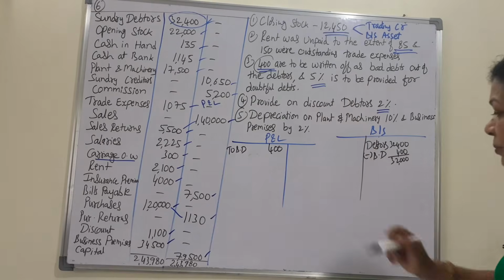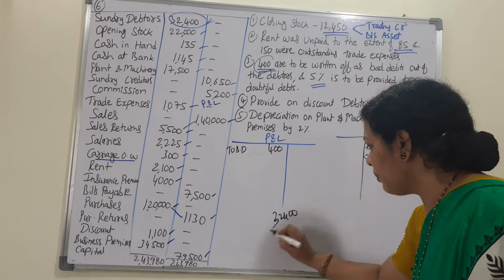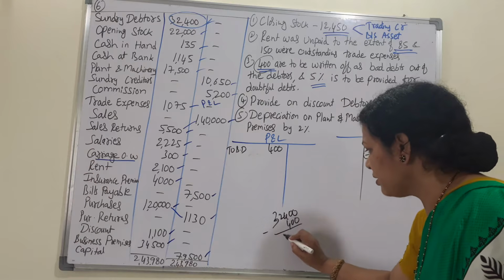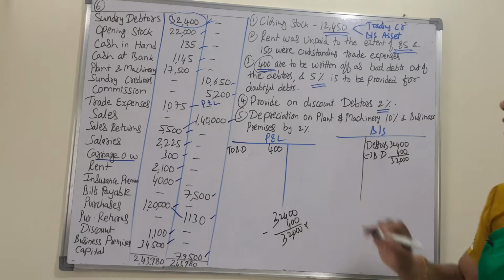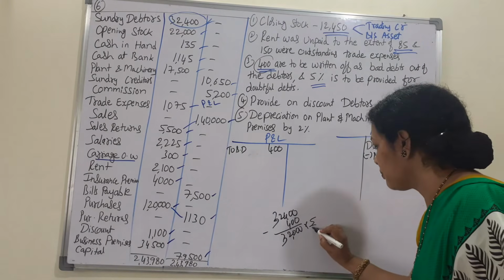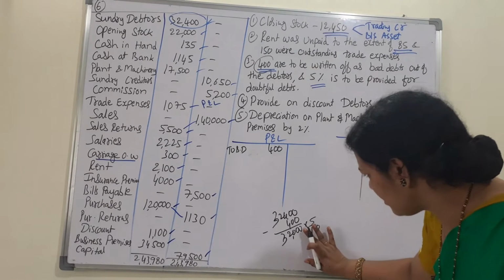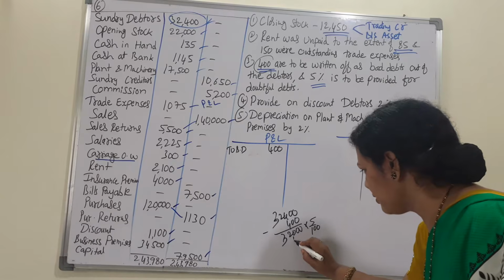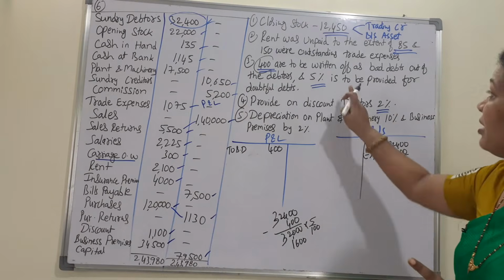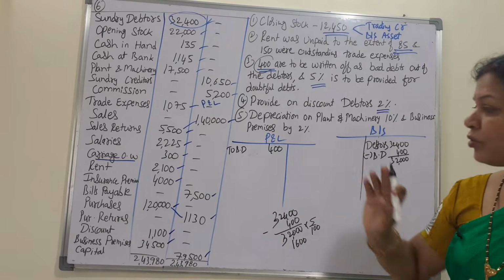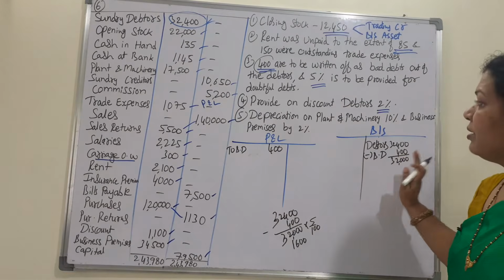Now how do we calculate 5%? So total is 32,400 minus bad debts 400. So it is coming to 32,000. On 32,000 we will be calculating this 5%. 5% means it is 1600. 1600 is what? Doubtful debts. So this also comes in the debit side of P&L account and balance sheet deduct from the debtors.